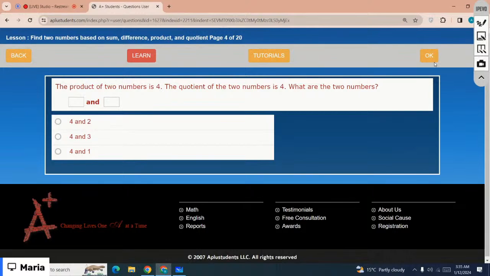is 4. So the correct option is 4 and 1 because 4 times 1 is 4, and when you divide them, 4 divided by 1 is 4. So the product is 4 and their quotient is 4. So the correct option is option number 3, that is 4 and 1. Got it?